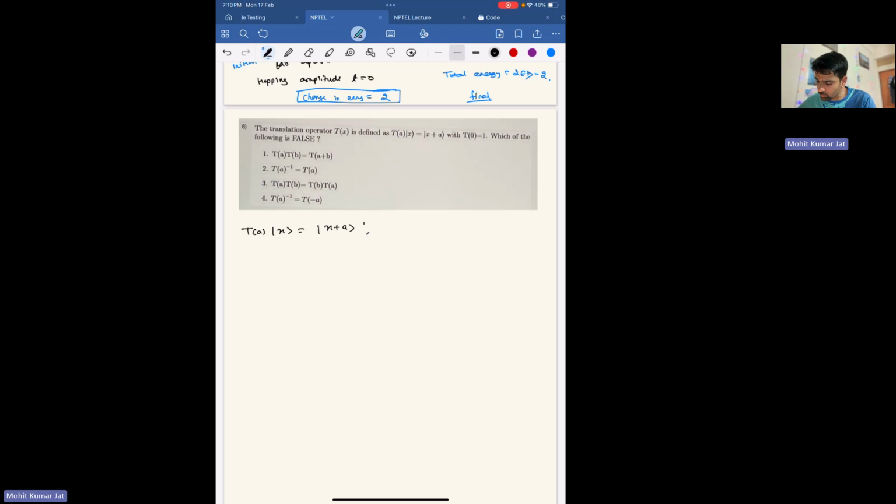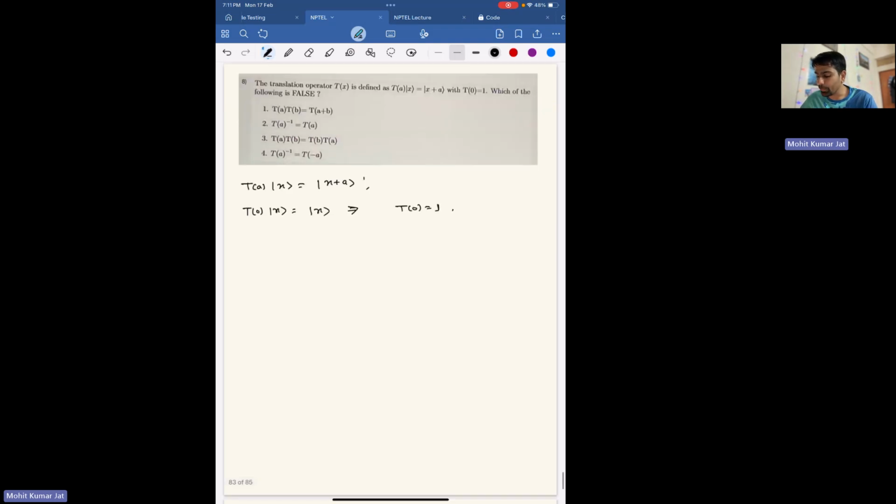And if a is equal to 0, then it will be x itself, right? This means T of 0 is equal to 1. That's what is given in the question. Now, the question asks which of the following is false. So we'll have to deal with all of these one by one.